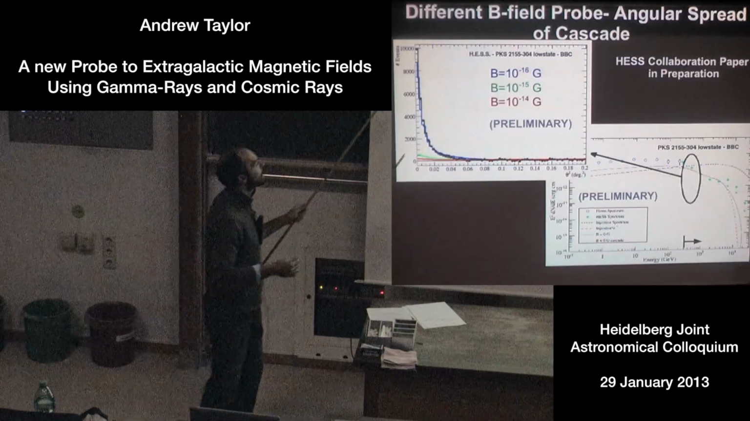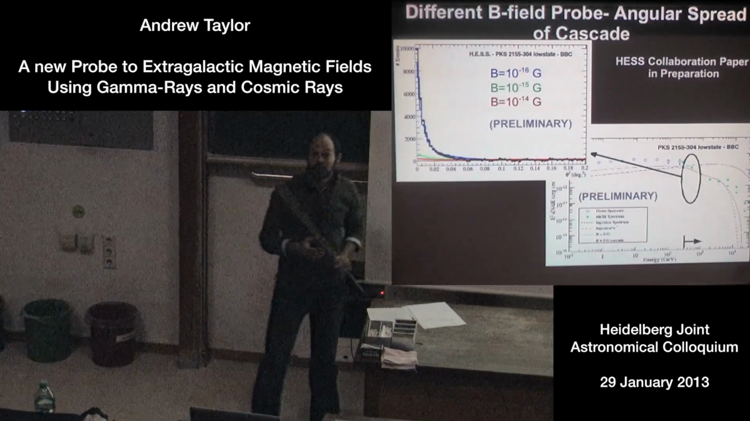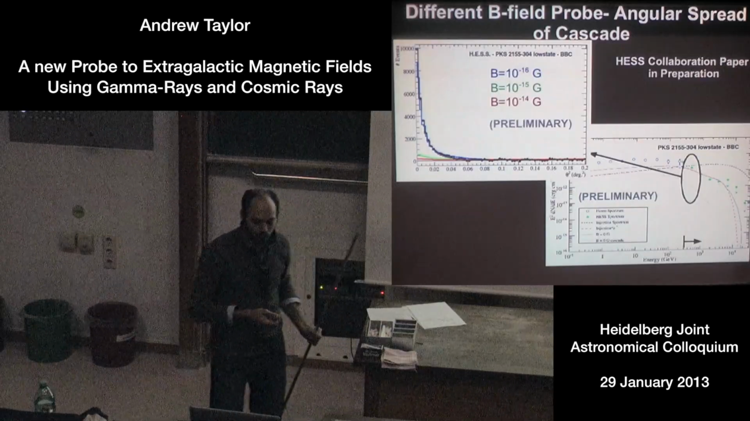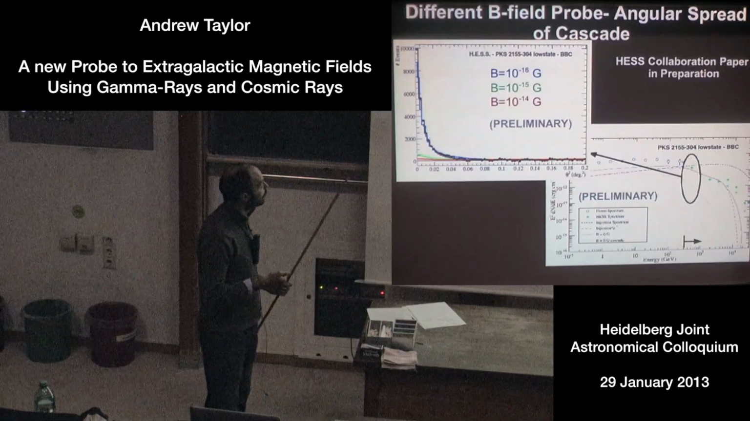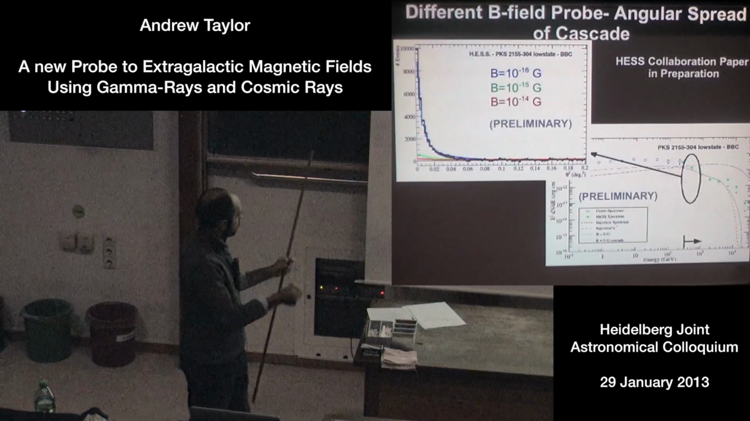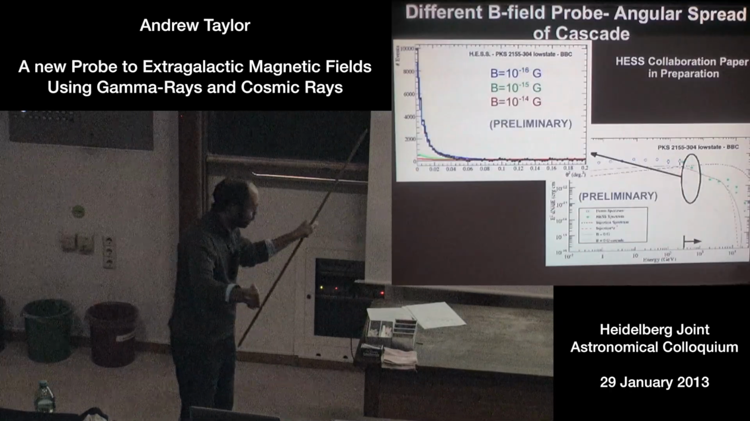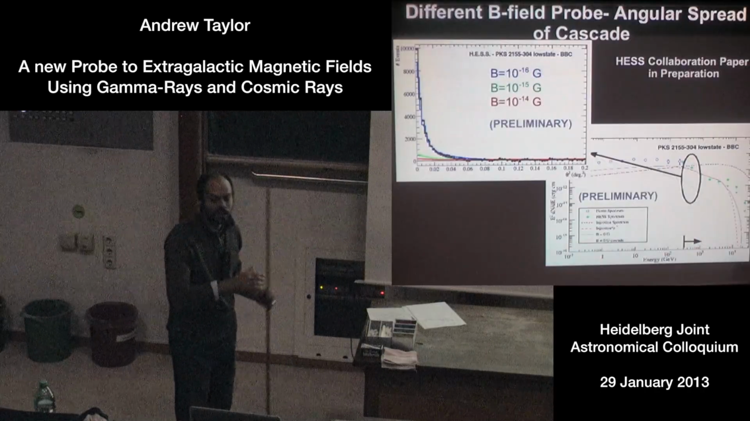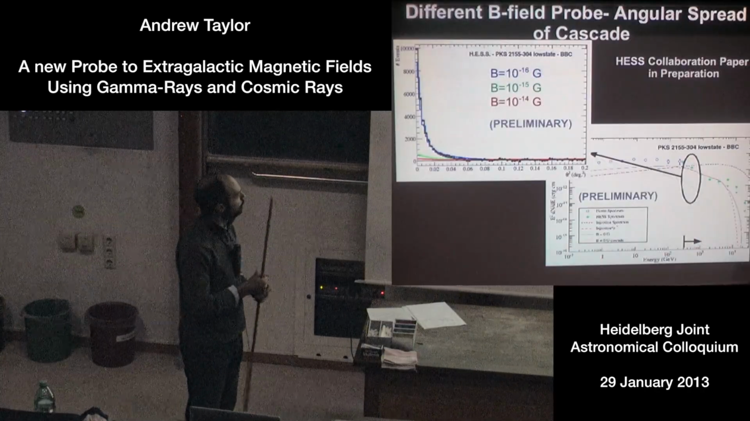In fact, if the magnetic field is too strong, of the order of 10 to the minus 14 Gauss, this constraint ceases to work anymore, since the broadening effect that I've just discussed broadens it too much, and then it's essentially impossible to see this effect.